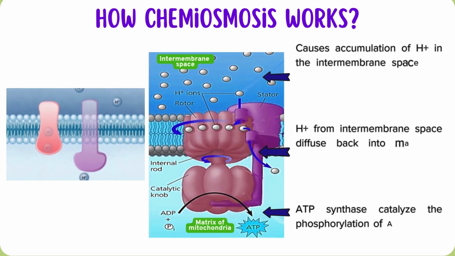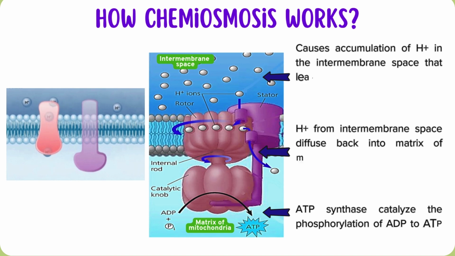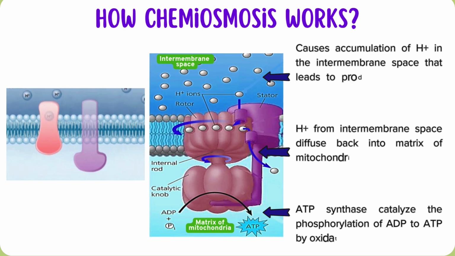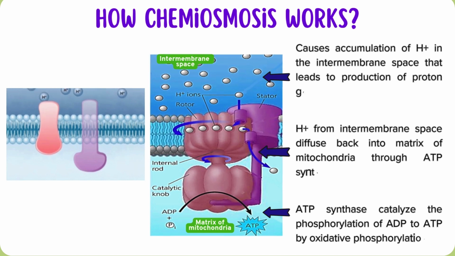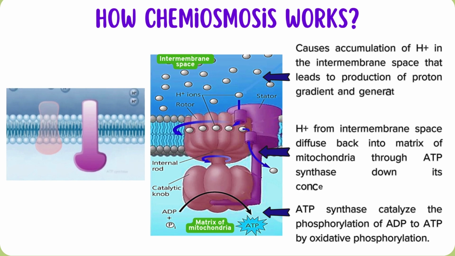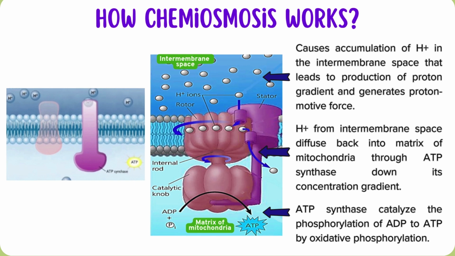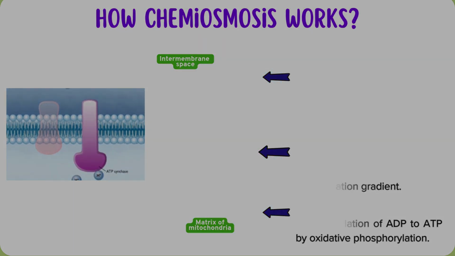These protons then flow back into the mitochondrial matrix through an enzyme known as ATP synthase. This movement occurs down the concentration gradient. The flow of protons provides the energy needed for ATP synthase to catalyze the formation of ATP from ADP and inorganic phosphate. This is the final step of oxidative phosphorylation, where the cell's main source of energy, ATP, is produced.